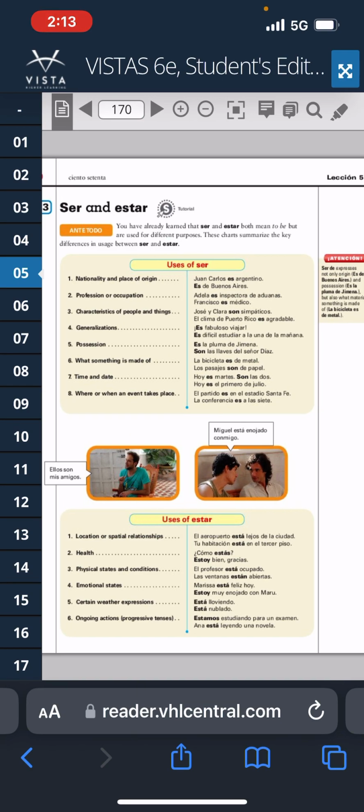Uses of estar. One, location or spatial relations. Number two is health. Number three is physical states and conditions. Number four is emotional states. Five, certain weather expressions. Six, ongoing actions, progressive tenses.